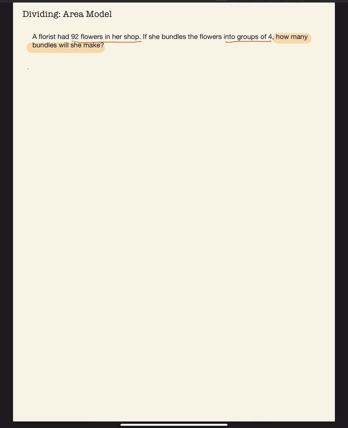Okay, so I know I have 92 flowers. I know they are being separated into groups of 4. And I know that we're wondering how many bundles there will be. So I need to set this up to represent a division problem. So before I can do that, I need to think of what are the parts of a division problem.